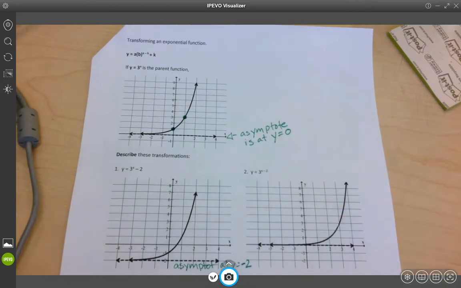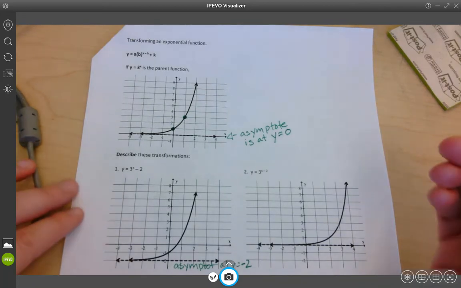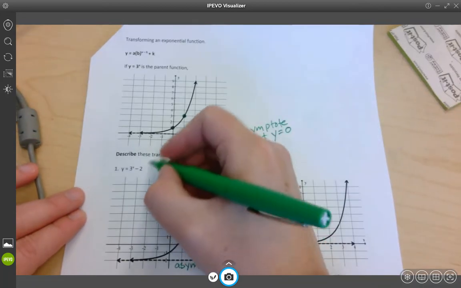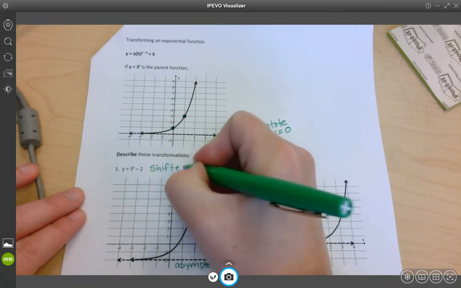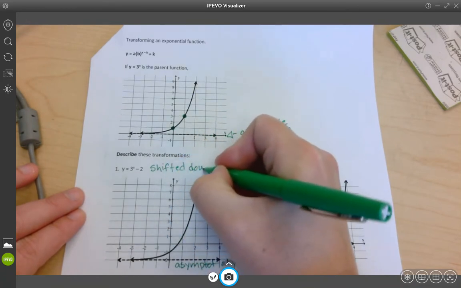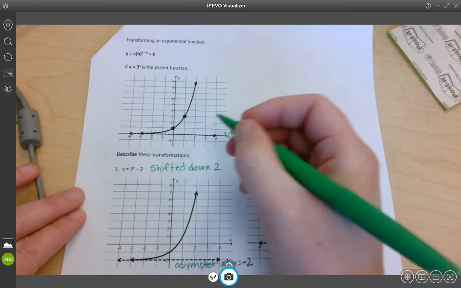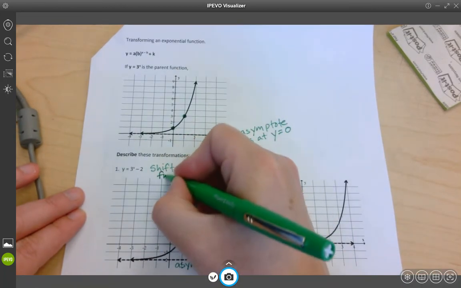Okay, so since my asymptote moved down, that indicates that my entire function moved down. How many? All right, so we're going to say shifted down 2 from the parent function.